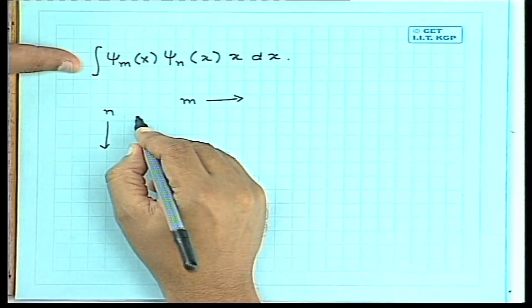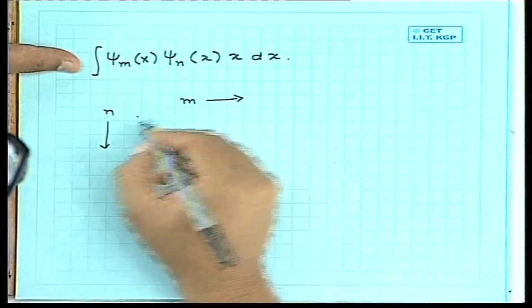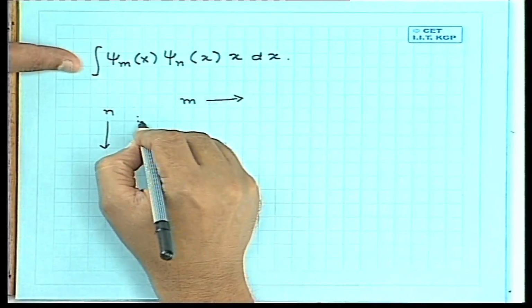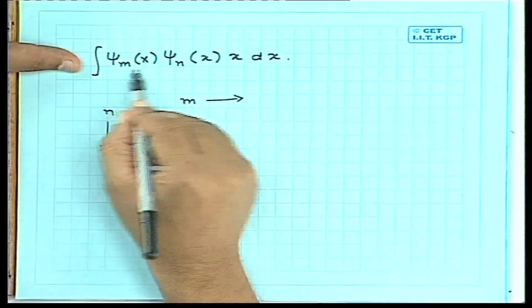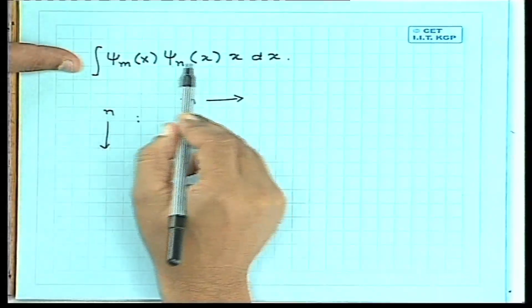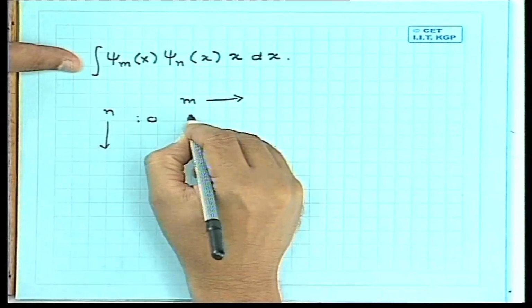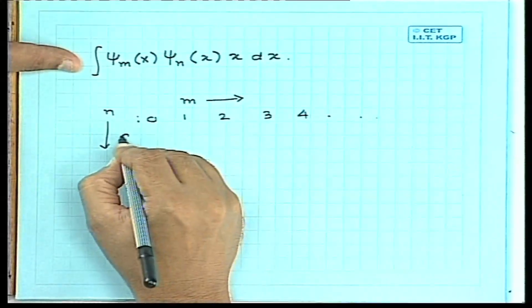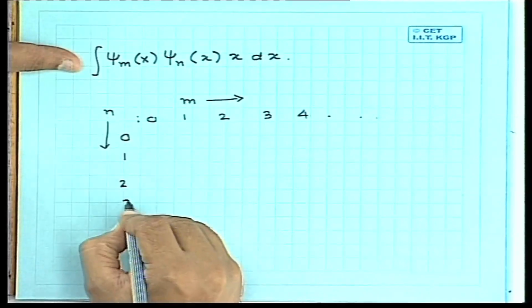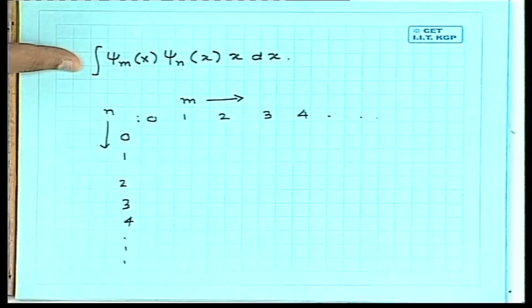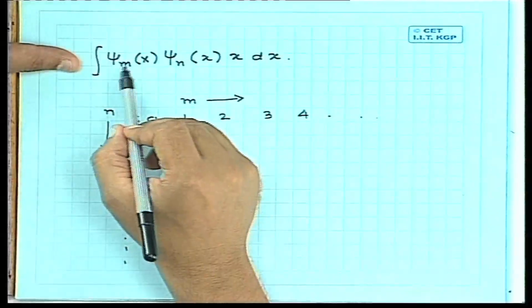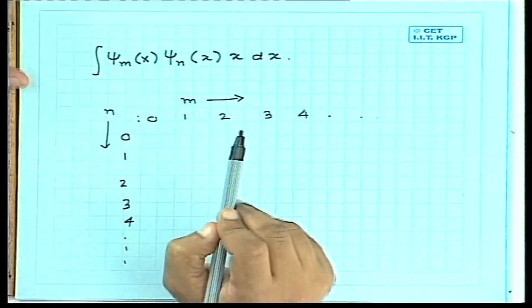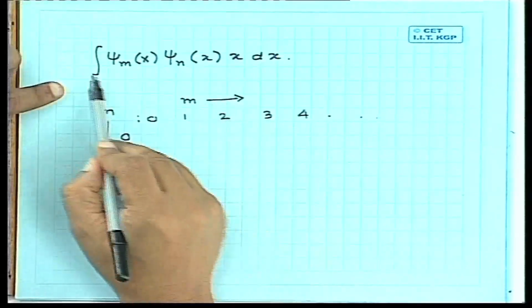So I have some numbers now. The first number corresponds to m equal to 0, n equal to 0. So I have m going from 0, 1, 2, 3, 4, etc., and n going from 0, 1, 2, 3, 4, etc. If I fix m, fix n, I do the integral. This is one function, this is a different function, and I put in x here and do this integral.